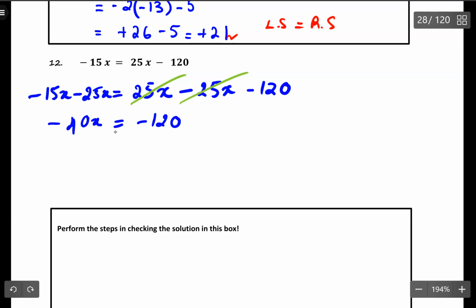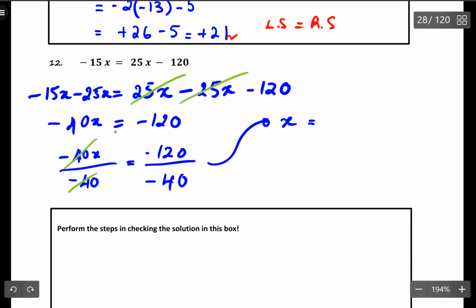Okay, so you know what the next step should be. Divide both sides by negative 40. So this I have negative 40 on the other side as well. So in this case now, just 1x will be equal to a positive 3.